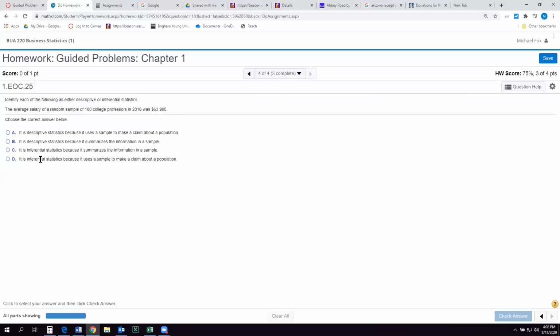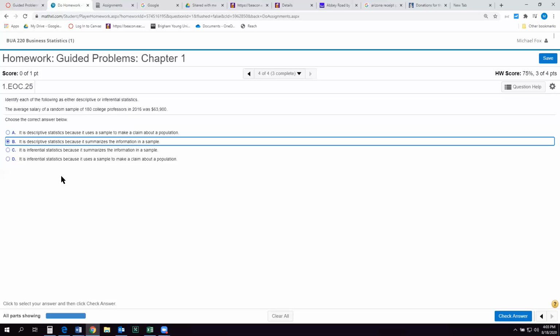All right. So is this something that is describing something, or is it something that we are inferring? So in this case, this would be something that we're describing, right? We probably surveyed 180 college professors, and then we averaged their income. So it's descriptive. It doesn't use a sample to make a claim about a population. It just says the average salary of a sample. It is descriptive because it summarizes the information in a sample. And that's the correct answer.